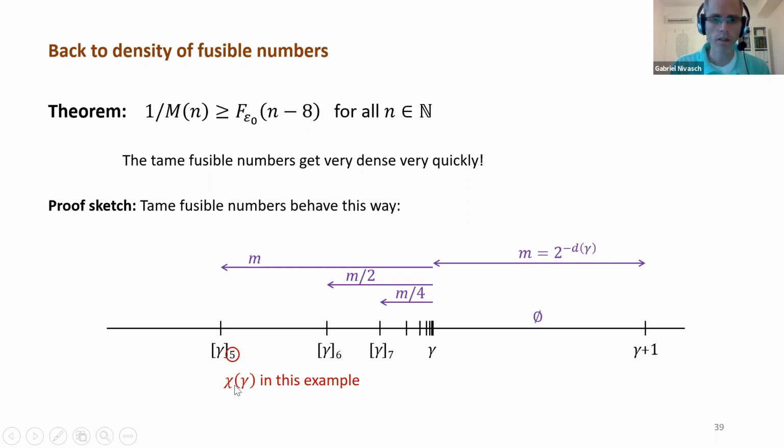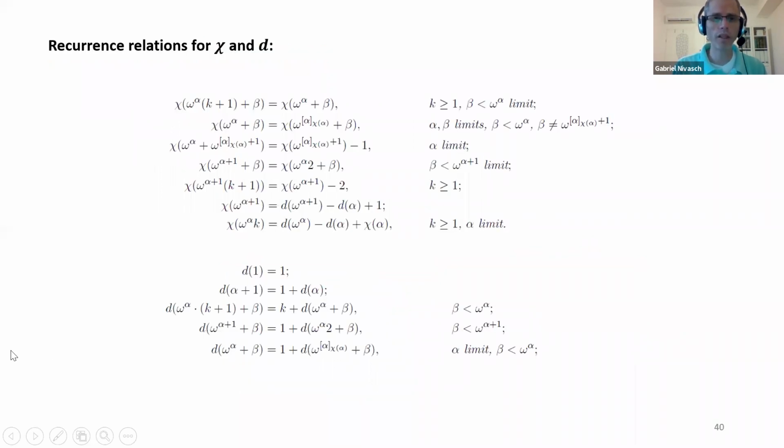And that number, which here in this example is 5, we call it xi of gamma. So you have d of gamma and xi of gamma. And we have these recurrence relations for d and xi. They look very scary. They are very scary, but it's not too hard to check them. It's just tedious. It's just going over the construction and checking all these cases.